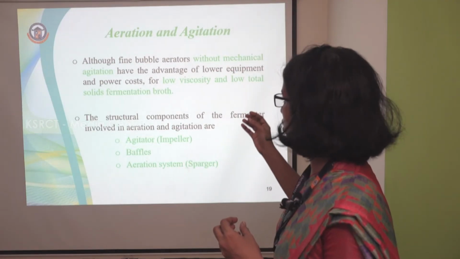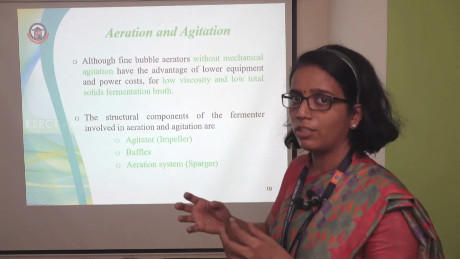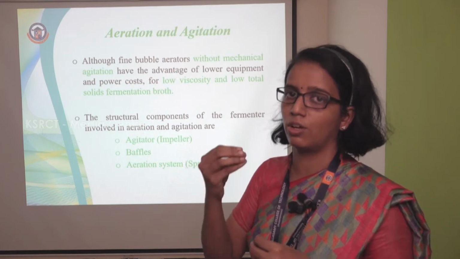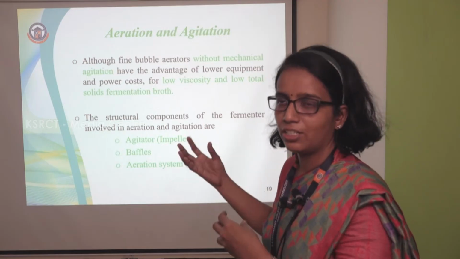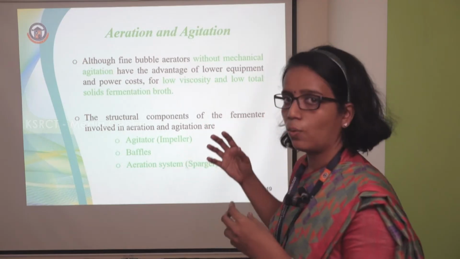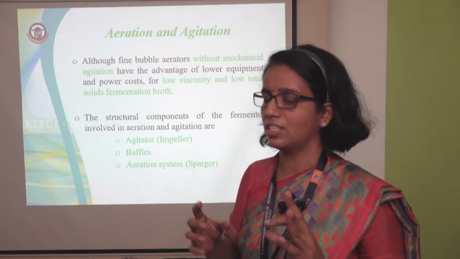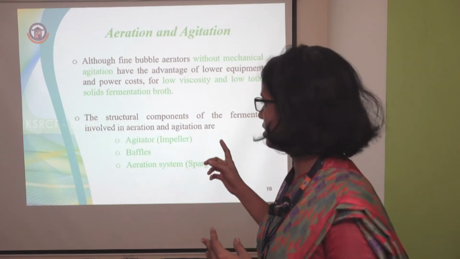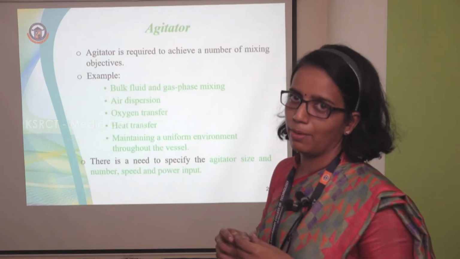So, considering all this, we need to equip the biofermenter based on the fermentation liquid thickness, which may be low viscous, medium viscous, or high viscous. We need to select our agitator or aeration tools accordingly. While constructing these elements, we need to take care of three constructional elements: one is the agitator, which is also called an impeller, the next one is the baffle, and the next one is the aeration system. First, let's see about the agitator.